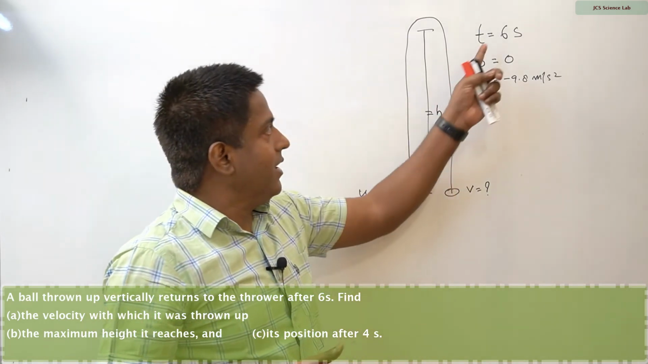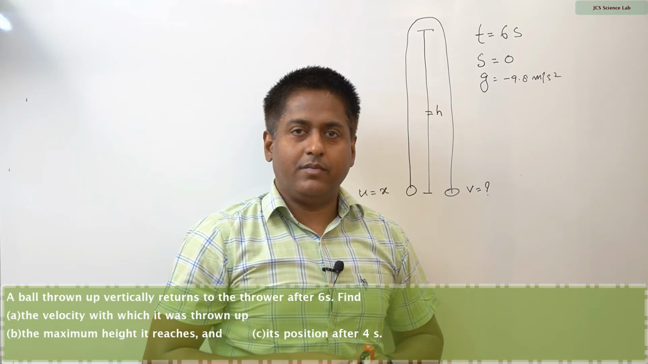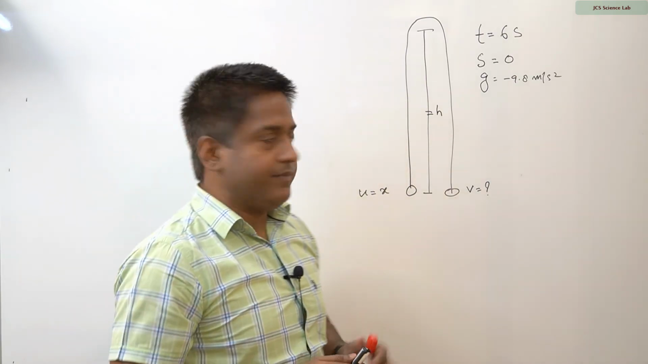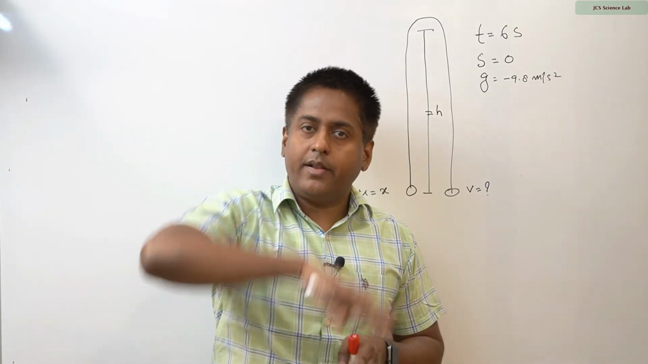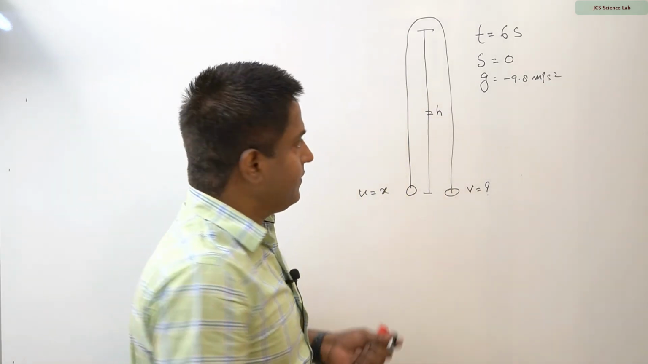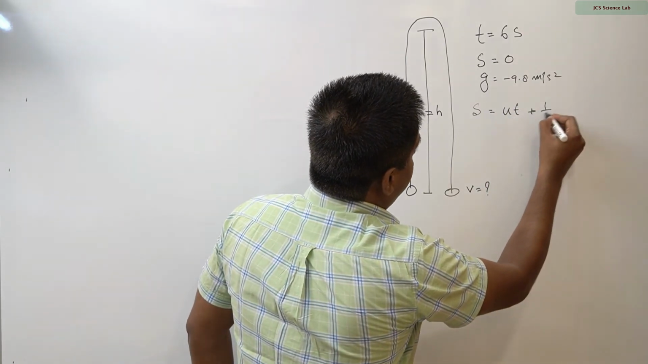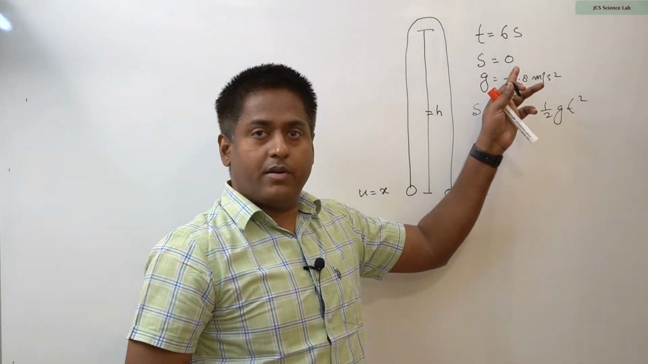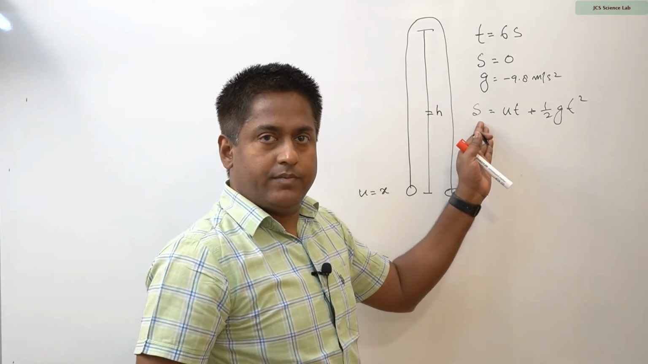We will not break the journey, we'll consider the total journey. I think many students divide the time 6 by 2 and take 3 seconds and calculate this value. I believe that is not a very correct idea. Consider the entire journey, it comes back and the net displacement is 0. Take the total time for this displacement and use the second equation of motion, you'll get the answer. Easy. See here, S is equal to ut plus half gt square. I took S because I consider net displacement. I'm not calculating height, so I used S here.